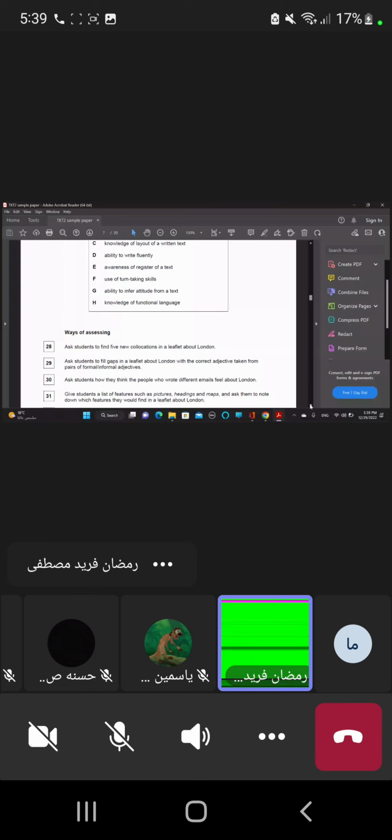31. Give students a list of features such as pictures, headings, and maps, and ask them to note down which features they would find in a leaflet about London. Take your time.